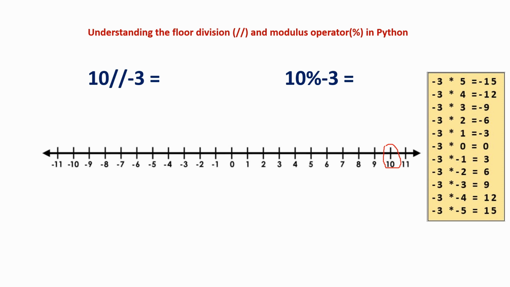Okay, so I was stopping at the smaller value, just less than the 10. But here in this case, I will go to a value just bigger than 10. See, this is the difference here. So please mark it, it's very important.